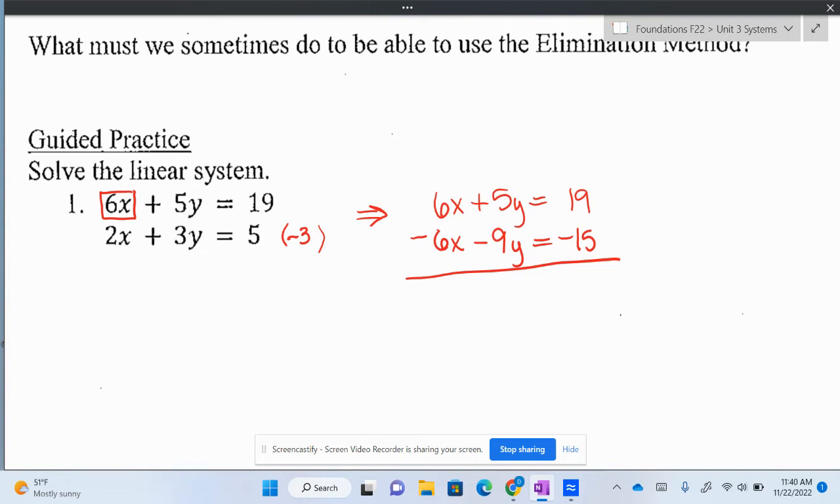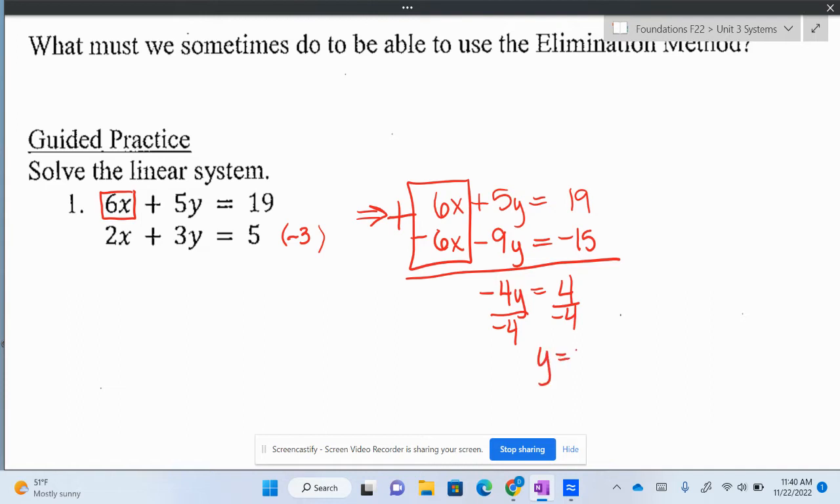Thank you, ma'am. So when I add these two together, this is what's canceling out. Do you guys see that? So a +5 and a -9 give me a -4y. 19 minus 15 is 4. I'm going to divide both sides by -4.